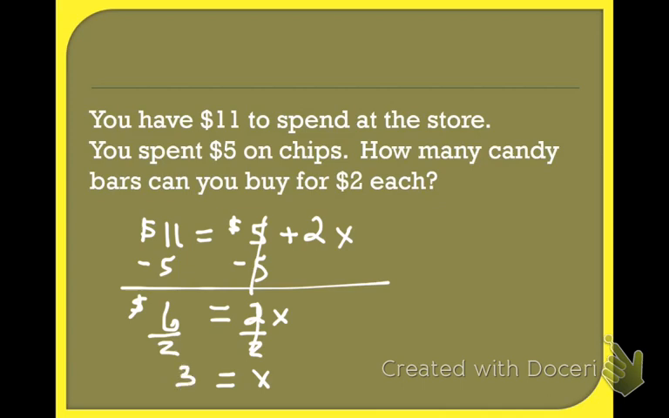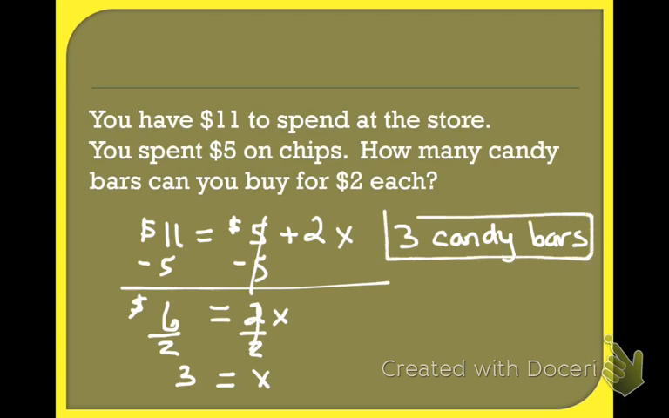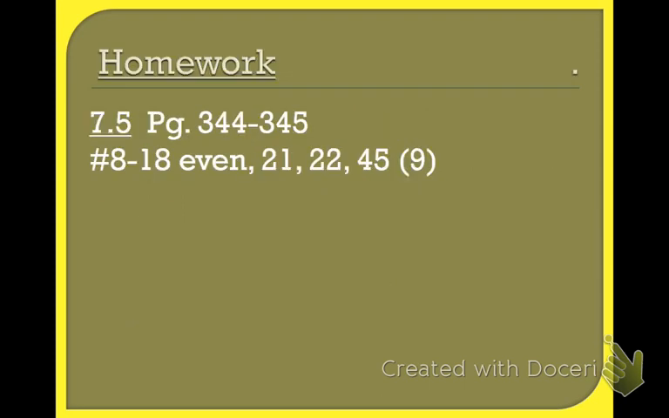3, okay? And thank you for saying 3 candy bars. Tonight, on your homework, you're going to have a story problem, and you have to tell me 3 what. So make sure you box that answer in. Your homework tonight is up on the board. It's just 9 problems tonight, and that's everything you need to know for 7.5. Remember, we will have a quiz on Monday over section 7.1 to 7.5.